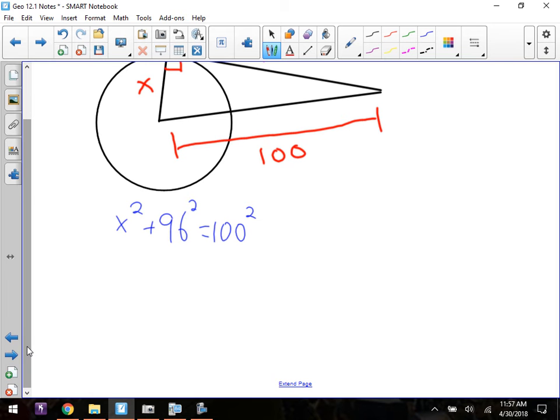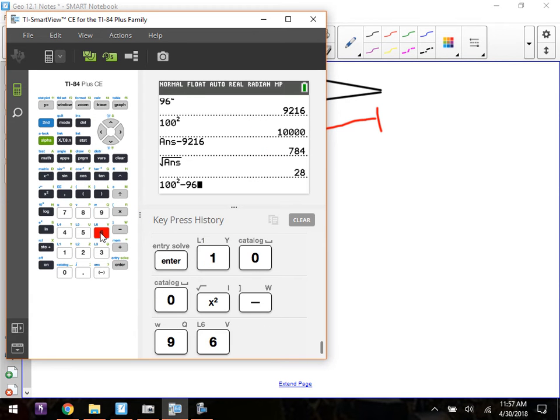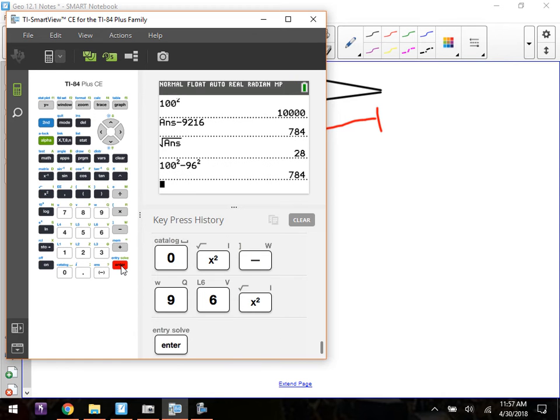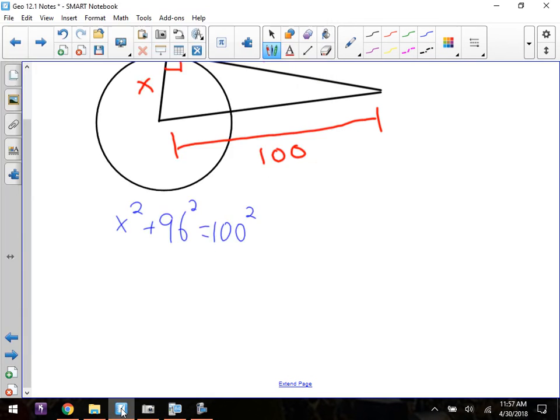From there, remember, it's a bunch of quick buttons. 100 squared, subtract 96 squared. And whatever the square root of 784 is, remember, second square root of your answer. And lo and behold, it's 8. Okay. We're going to see a lot of stuff like that.